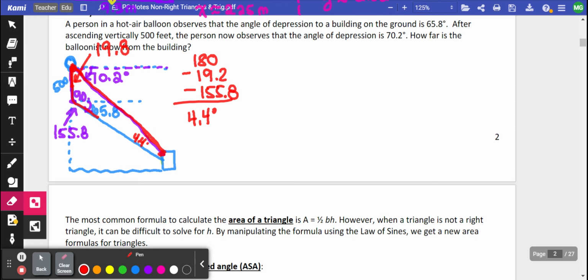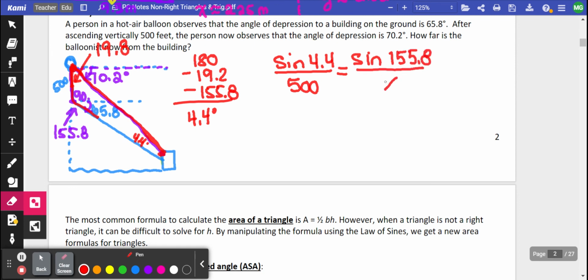So again, let's look for a side and an angle that are opposite each other. So we have the sine of 4.4 is to 500 as the sine of 155.8 is to, we'll just call that x. Okay, and then you're going to cross and divide as always. So 500 times the sine of 155.8 divided by the sine of 4.4.